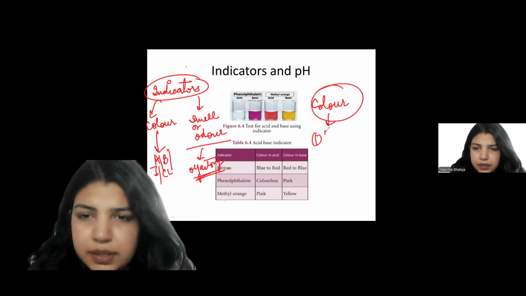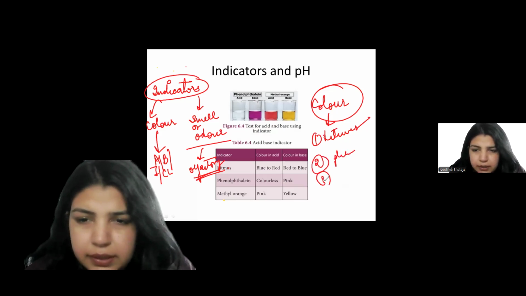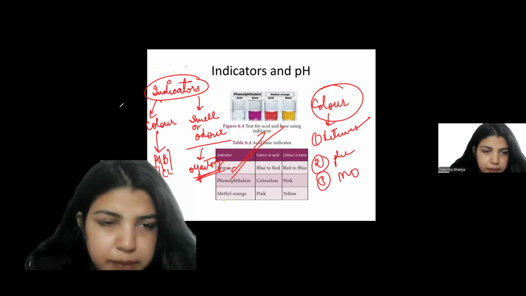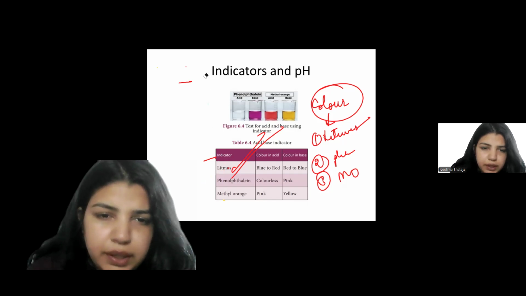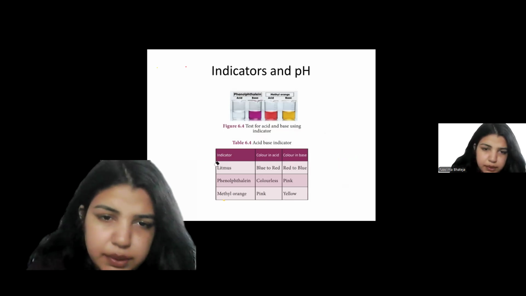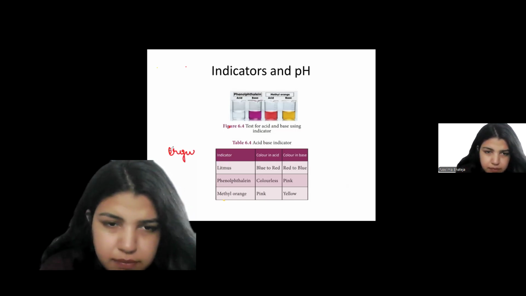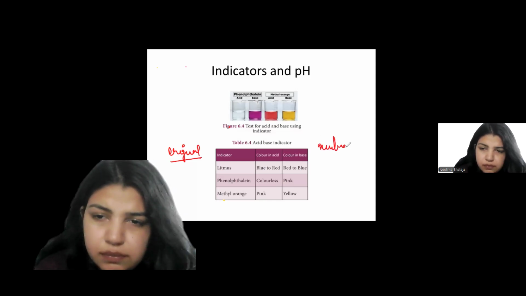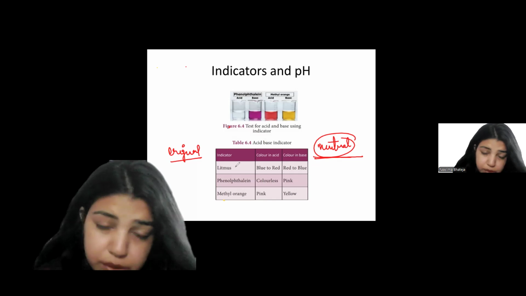Color indicators are: first, litmus paper; second, phenolphthalein; and third, methyl orange. So how will you be able to know? We need to learn their results, like where they will give what kind of color, where they will give the original color, and how they will show the color in a neutral solution. Let's write the original color also.